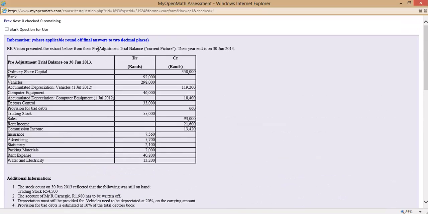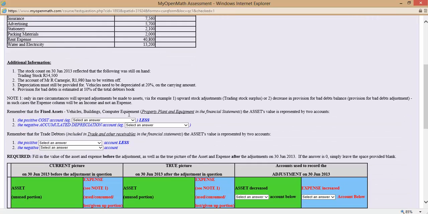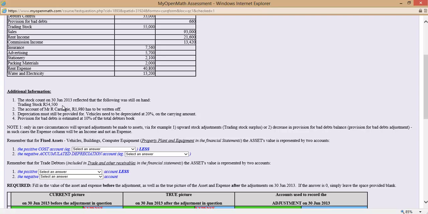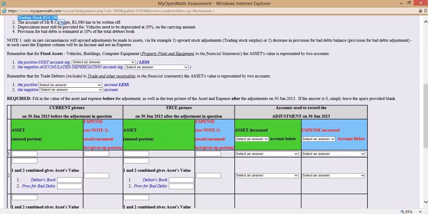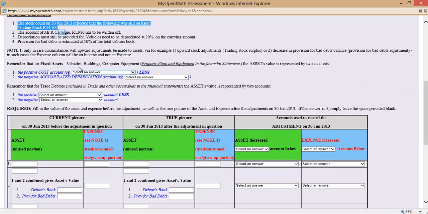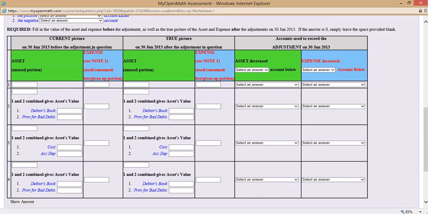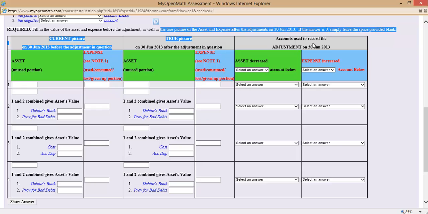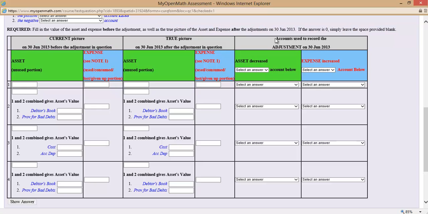Now we're given a pre-adjustment trial balance at the year end of 30 June. So all of the figures are representative of the balances and totals on 30 June, except if otherwise indicated, as for accumulated depreciation. The way we're going to approach this is to tackle the additional information one by one. There are some questions at the start, and then we've got a table that we need to complete. We've got our current picture, the true picture, and the adjustments and the accounts that we need to use to record the adjustments at the year end.